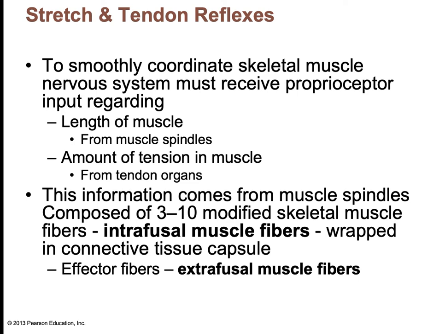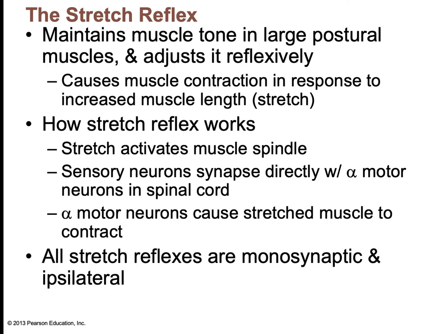The stretch and the tendon reflex coordinate skeletal muscle movement, and they work on proprioceptor information that tells it about the length of the muscle from the muscle spindles and the tension in the muscle from the Golgi tendon organs. The information that comes from the muscle spindles, these are receptors that respond to stretch. The intrafusal muscle fibers are wrapped in a connective tissue capsule, while the effectors are the extrafusal fibers that actually do the contraction. Okay, so the idea here is that you don't want to overstretch the muscle or it'll tear.